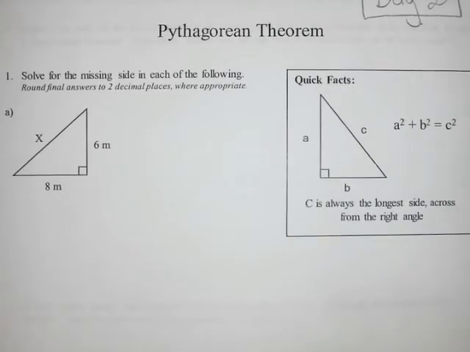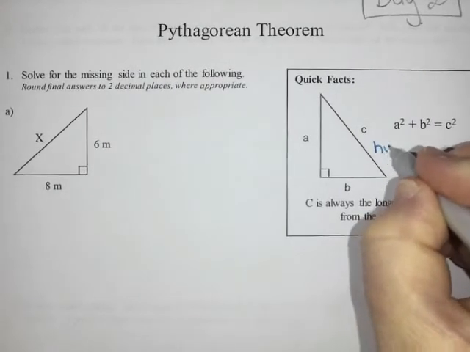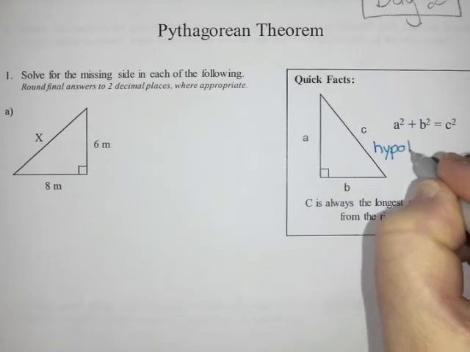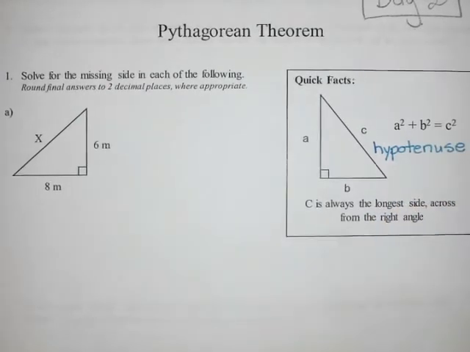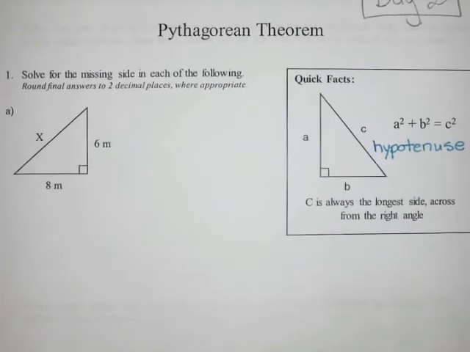So the longest side actually has a name. It is called the hypotenuse, and it is the longest side in a right angle triangle.